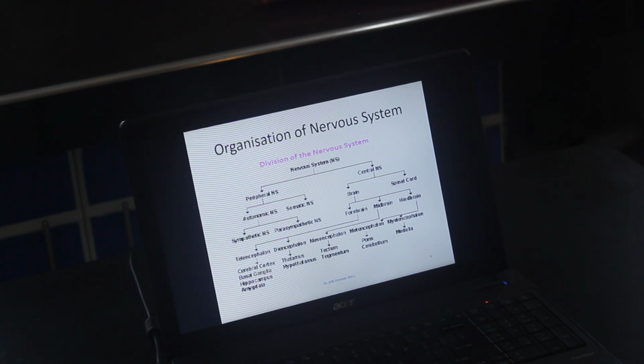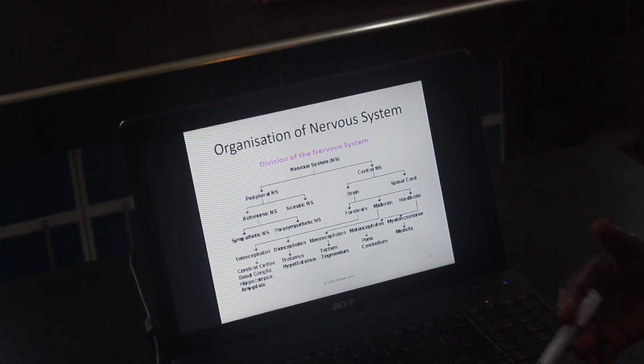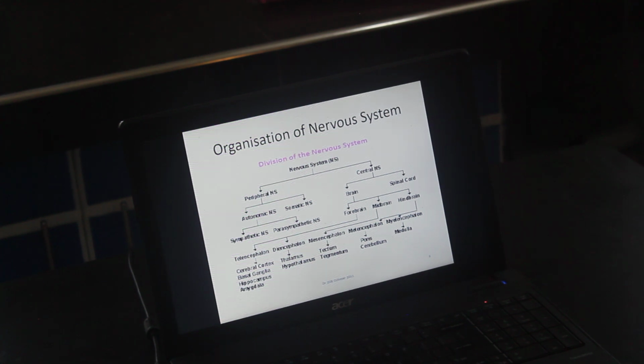Now, the organization of the nervous system is in such a way that the nervous system is divided into the central nervous system and the peripheral nervous system. Something that is peripheral is in the outskirts compared to what is at the center. So the central nervous system is at the center, but whatever is in the surrounding is the peripheral. The periphery is like something in the circumference.